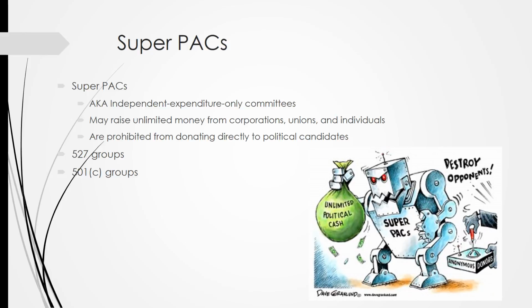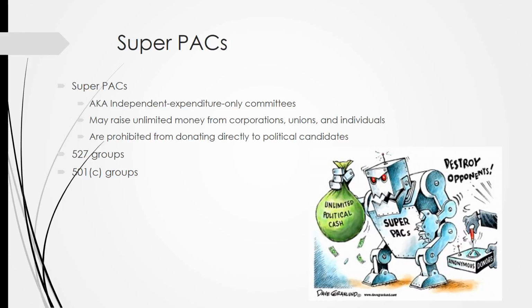They also are prohibited from donating directly to political candidates. So remember again, a regular PAC can give up to $5,000 directly to the candidate. Super PACs are not allowed to do that. They cannot do that. So all of the activities of a super PAC are independent expenditures. And so that's why you have that first point says, AKA, independent expenditure only committees. That's the only type of thing that a super PAC can do. Independent expenditures. No giving money to the candidate. So those are your two main differences there.